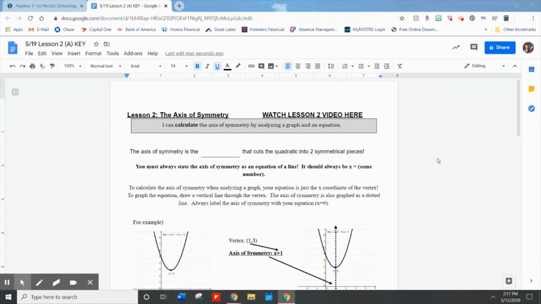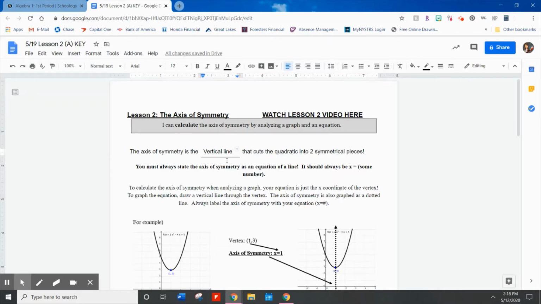Learning target: I can calculate the axis of symmetry by analyzing a graph and an equation. The axis of symmetry is the vertical line that cuts the quadratic into two symmetrical pieces. Symmetry means when you cut it in half, it's going to look identical on the left as it does on the right. So you must always state the axis of symmetry as an equation of a line. A vertical line is a line, so you have to write it as an equation.